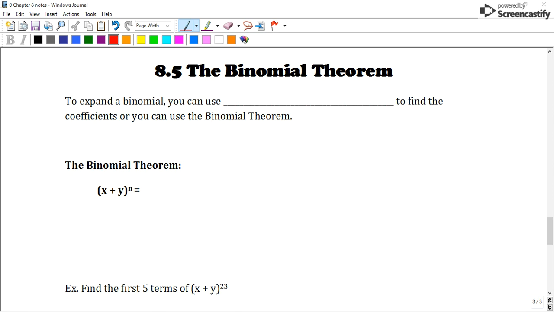So we spent some time talking about Pascal's triangle and how it relates to the coefficients in a binomial expansion. Okay, so that's option number one, as to expand a binomial or raise a binomial to a power. But depending on your exponents, you may not always want to use Pascal's triangle.